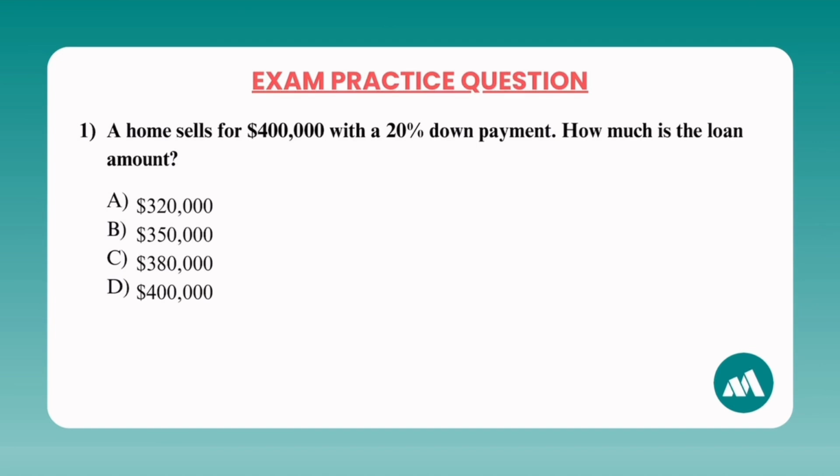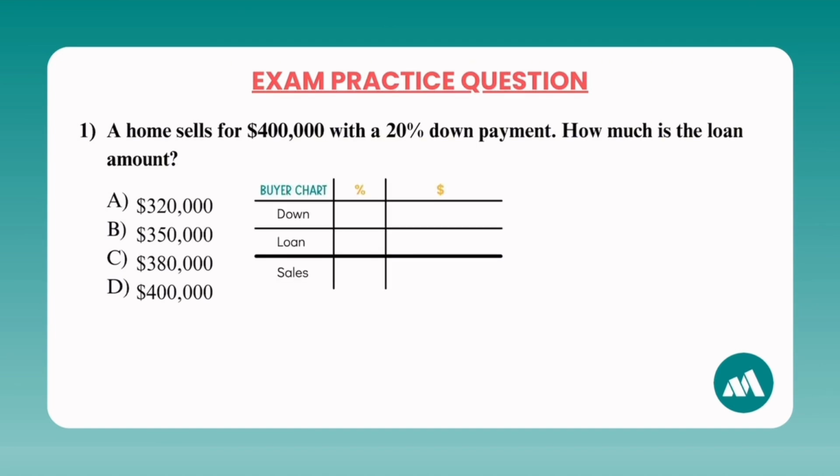All right, so let's take out the DLS chart. Now that we have the DLS chart out, let's start filling it in. So we see that it has a sales price of $400,000. So we'll put that in the sales column. Remember, this is always 100%. Now we have a 20% down payment. That's going to go in this box. Now they want to know, what is the loan amount?